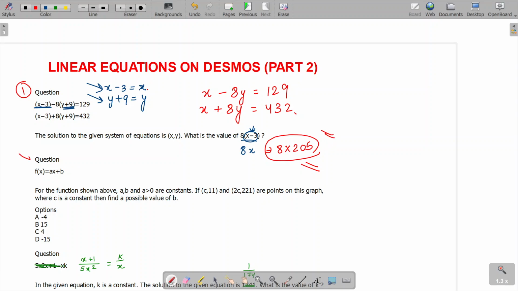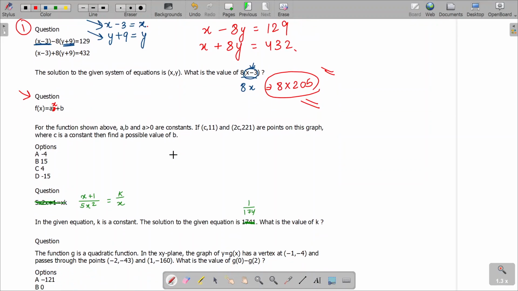Let's focus on the next one. I think there's a slight change. It is a raised to the power x instead of ax. Now remember, whenever an equation is given in general form and 2 points or 3 points are given, you can use regression. If you have not watched part 1, please do watch it first. Otherwise, you'll never understand regression.